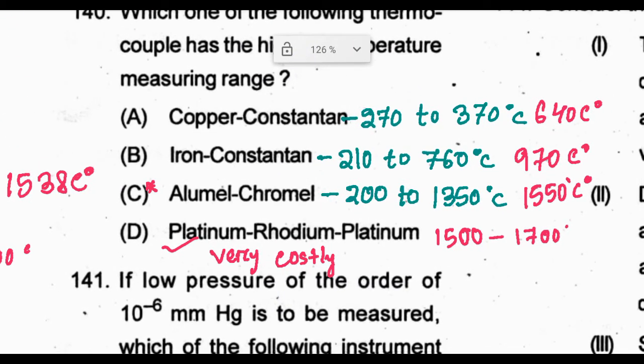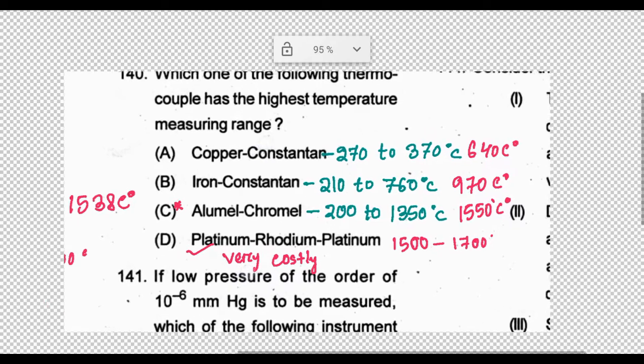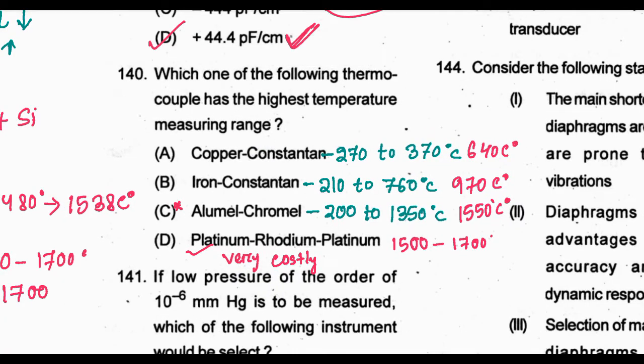So what are the options given? Options given are option A copper constantan, option B iron constantan, option C alumel chromel, option D platinum rhodium platinum. So these are the thermocouple materials. And what is a thermocouple?